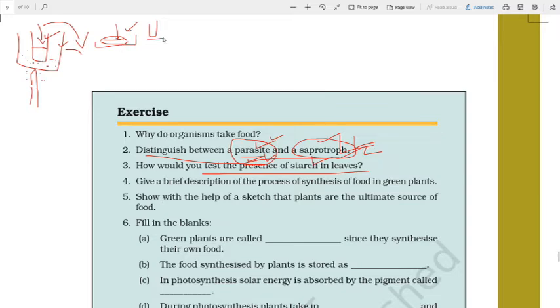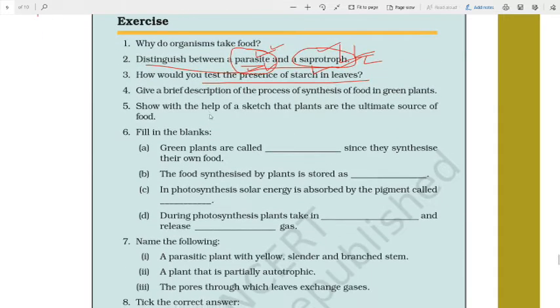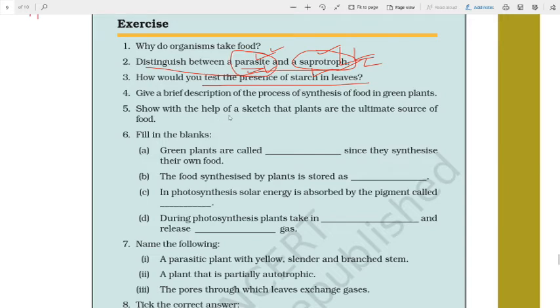You will observe blue-black color, and the blue-black color is the indicator for the presence of starch. Okay, so this is the answer for this question. If you did not get the point, just repeat the video. You will get the point easily.